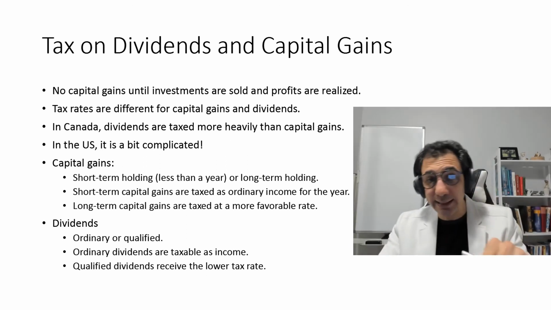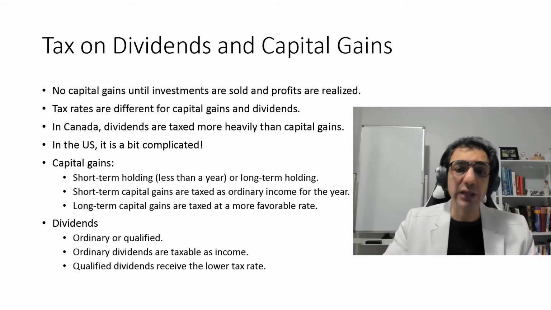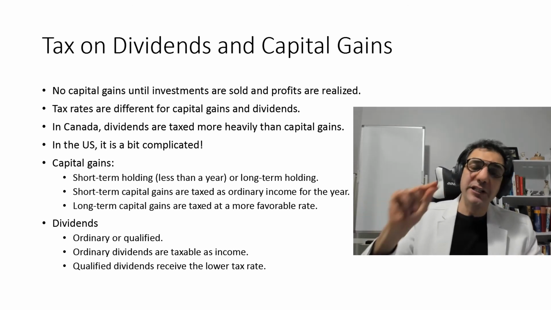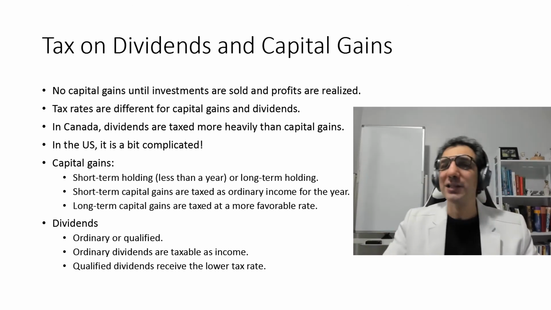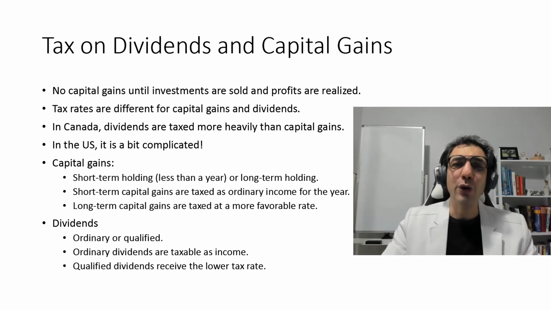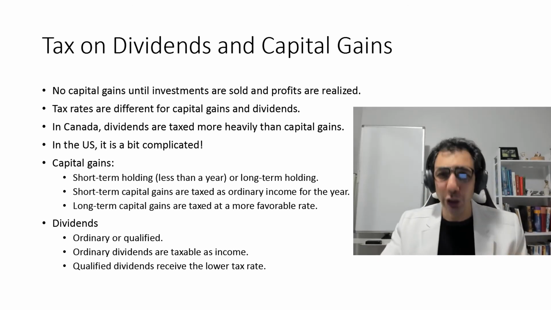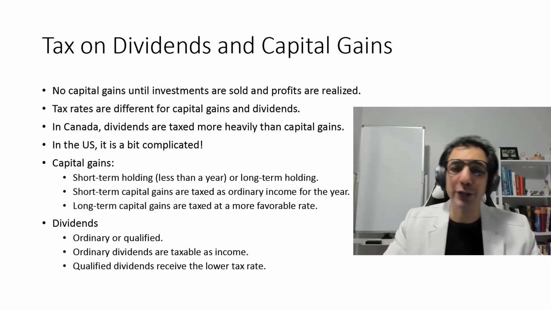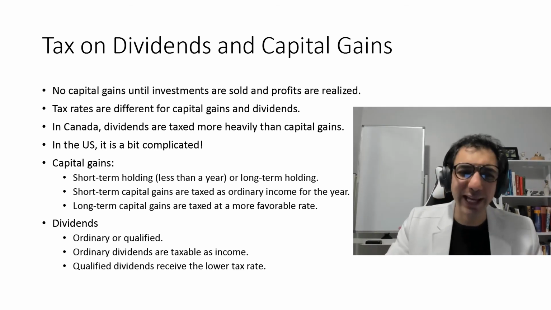If you are in Canada, and you are buying and selling a stock and you realize a return, remember that dividends are taxed more heavily than capital gains. So it's better for you just to go with capital gains and not receive any dividends. So you might choose those companies that are paying less in dividends and whose payout ratio is much lower. However, in the US, it's not that simple. It's a bit more complicated.